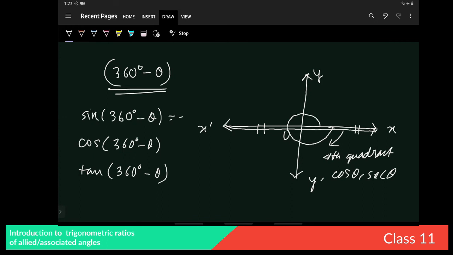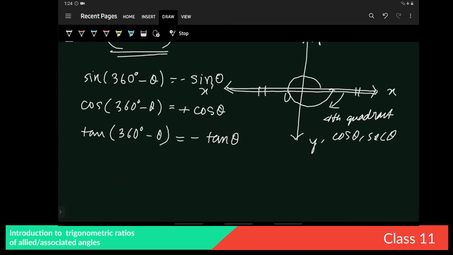So sine of 360 degree minus theta: sine is negative in the fourth quadrant, so it is minus, and the ratio will not change, so it will be minus sine theta. In case of cos 360 degree minus theta, it is falling under the fourth quadrant, so cos is positive here, and cos will remain cos. In case of tan, tan is negative, so it will be minus tan theta. If we do the others, cot of 360 degree minus theta will be minus cot theta, and sec of 360 degree minus theta will be plus sec theta. Why? Because sec theta is positive in the fourth quadrant. Cosec of 360 minus theta will be minus cosec theta.